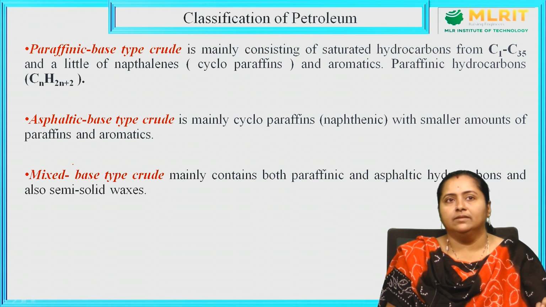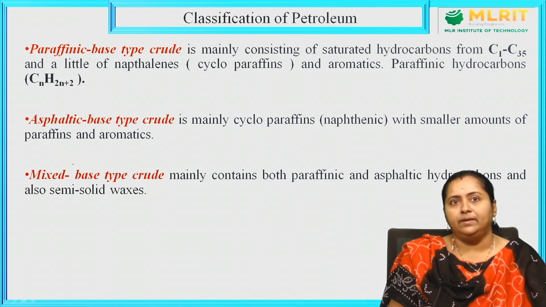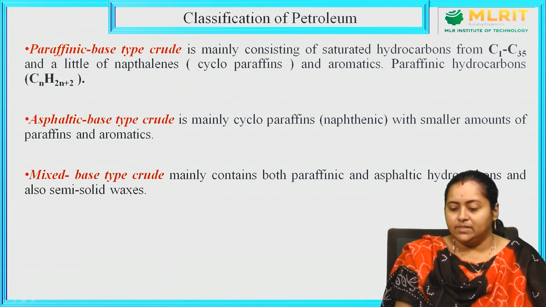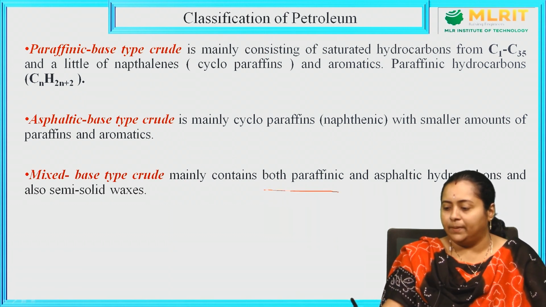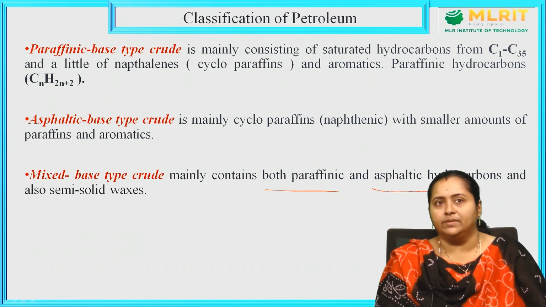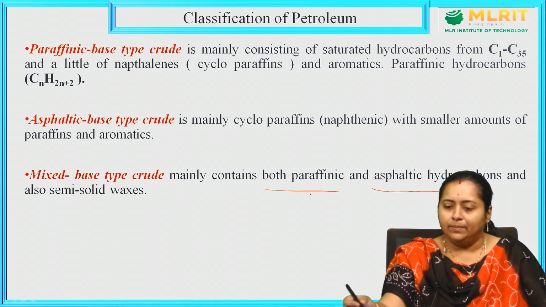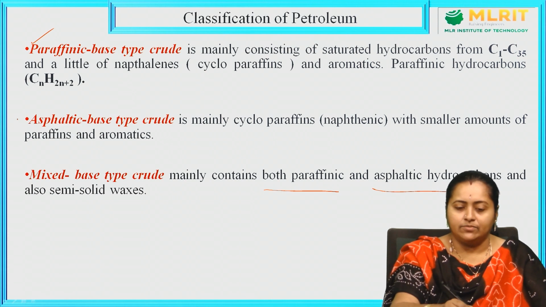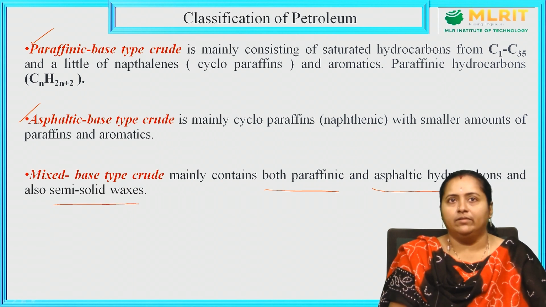Third type is mixed base type crude oil. That means it has a mixture, or a combination, of both paraffinic base type and asphaltic base type hydrocarbons, and very small amounts of semi-solid waxes. Along with that, we can expect a trace amount of semi-solid waxes.